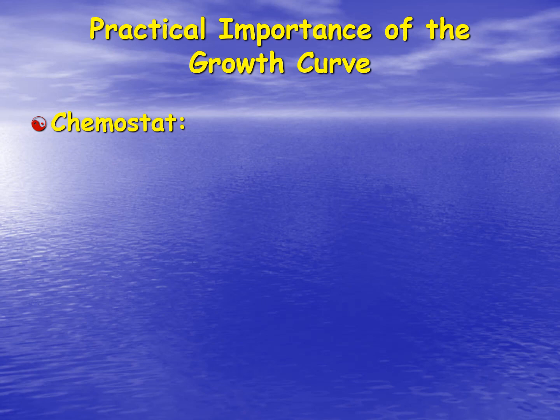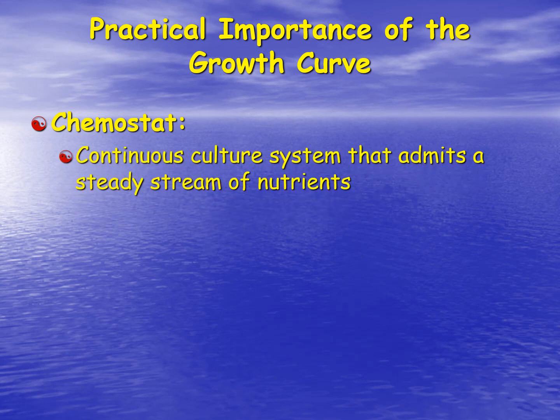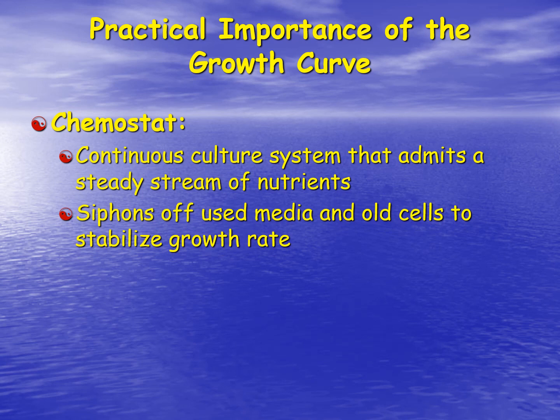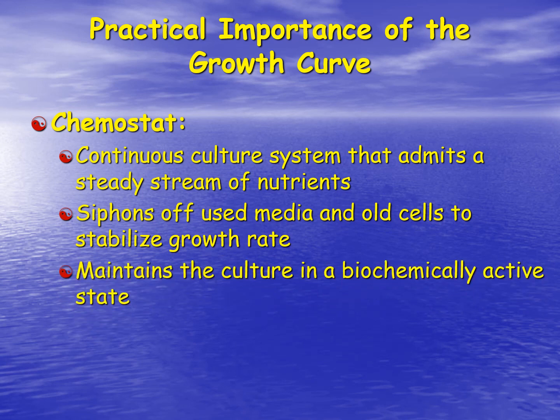Now, I could actually figure out a way to keep a colony or a population growing pretty much indefinitely, and this is known as a chemostat. This is a continuous culture system that admits a steady stream of nutrients into the media while removing waste products. So it maintains the culture in a biochemically active state, and so basically this growth population will be set in the growth phase forever, as long as the nutrients are being supplied and the dead cells and waste products are being siphoned off.